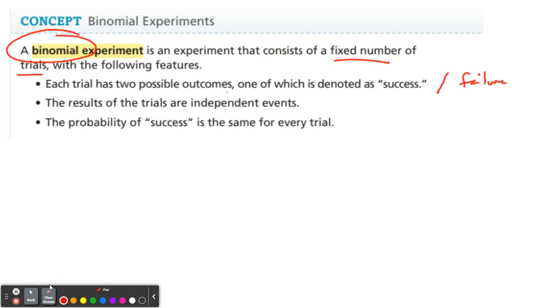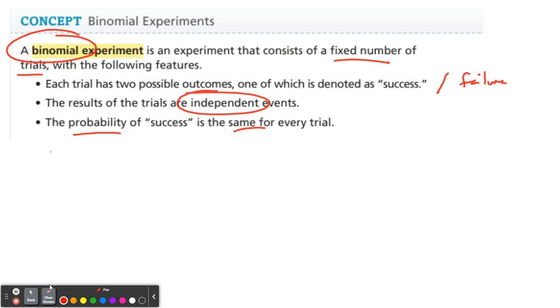The results are independent, right? So it should be with replacement, all that fun stuff. And then the probability must remain the same. So this has to be a consistent probability. It cannot change. That's linked with independence. So that probability has to remain the same.